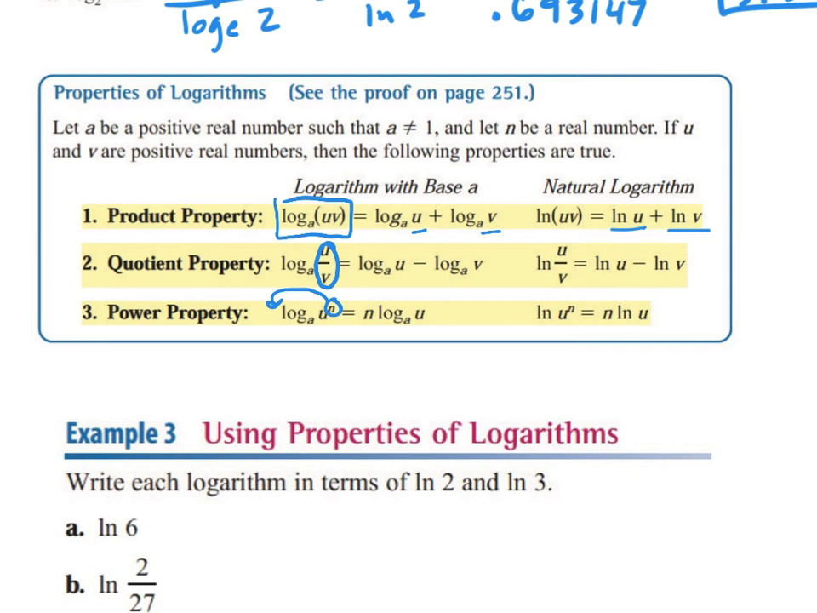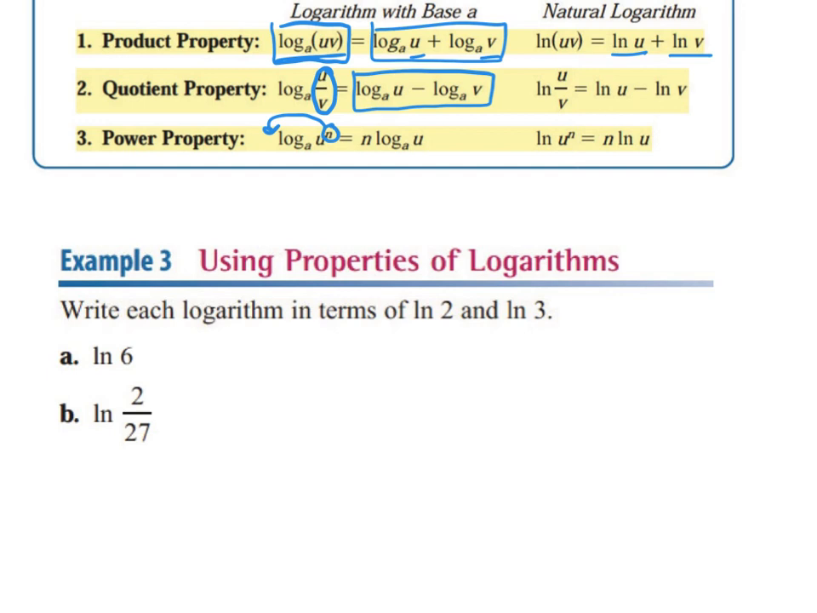And these log properties work both ways. So anytime we have a log of some number minus a log of another, we can condense it into one log by dividing. Anytime we have the log of one number plus the log of another number, we can condense it by multiplying the two numbers.